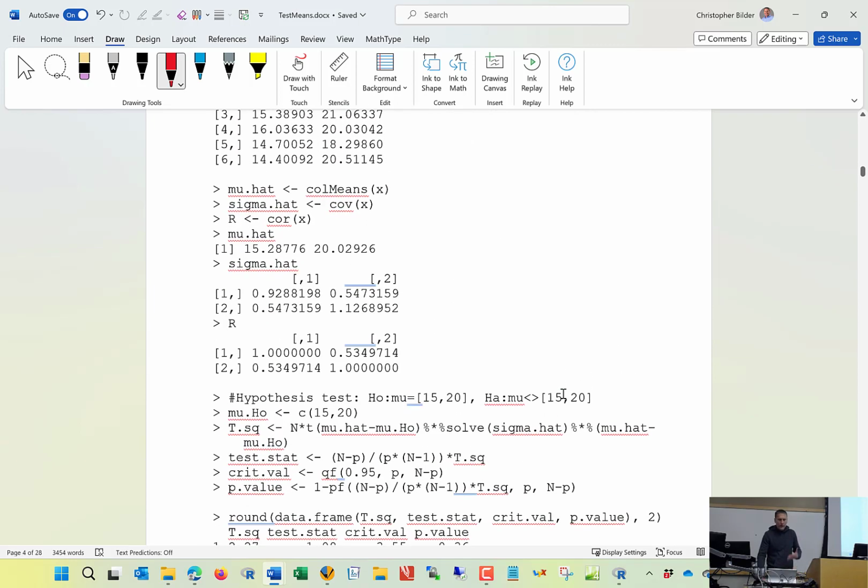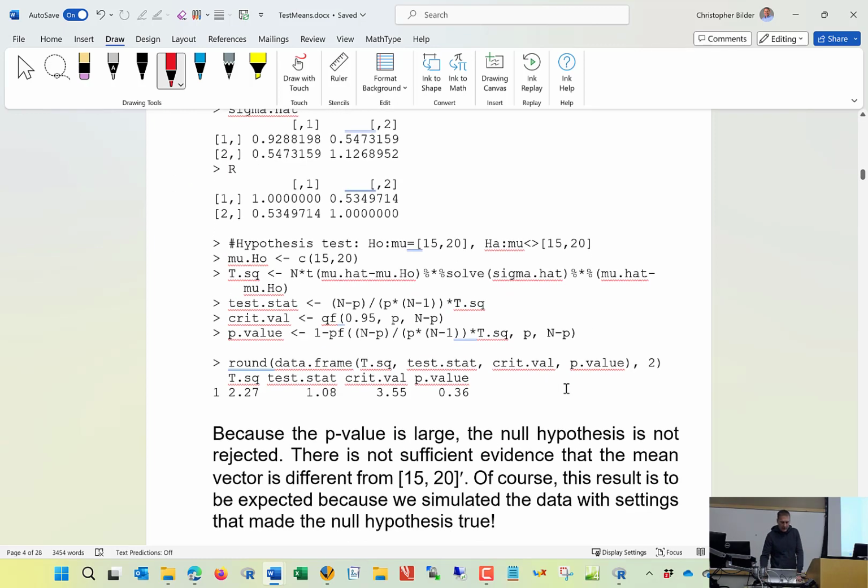Okay, so what one would need to do then is find mu hat, find sigma hat, and unfortunately there's not a particular function in the default installation of R that will actually do the calculations for t squared. So I simply programmed it into R, put the little set of constants out in front of t squared, and there's my test statistic.